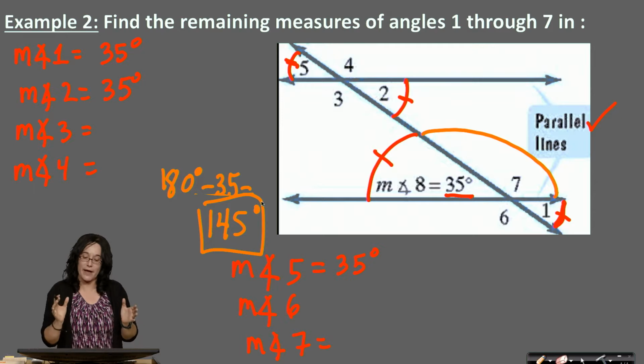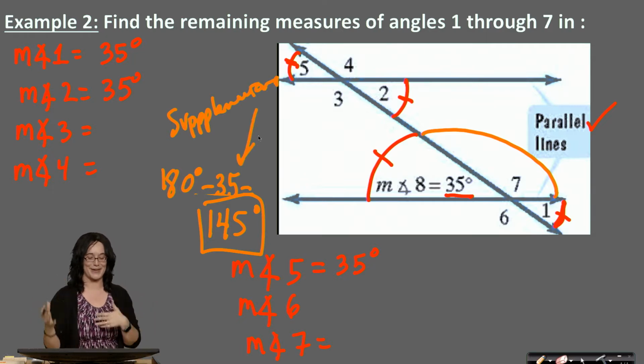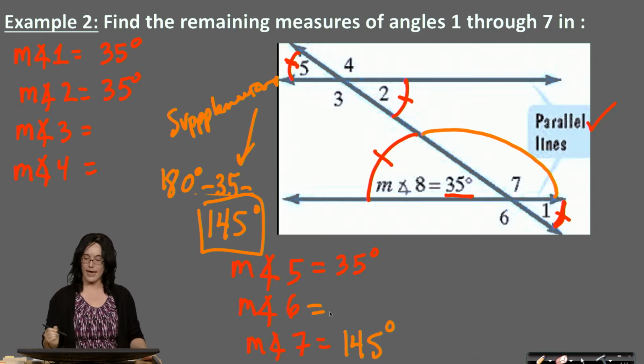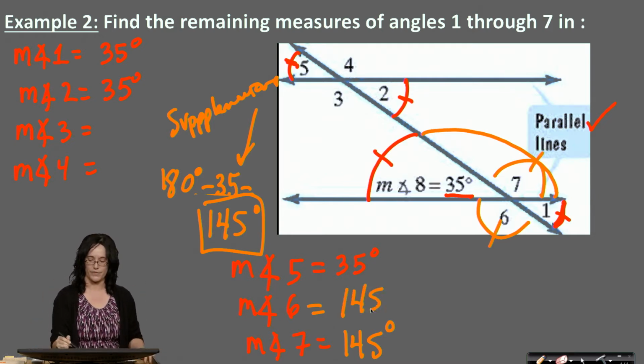Okay, so once you have found that number from basically understanding supplementary angles, you did basic subtraction, you get your number, make sure you do it right, unlike your professor. Once you get that right, you should be able to get the remaining ones. So that's 145. And then from there, angle 7 should be congruent to angle 6. Why is that? Vertical angles are congruent. Good job. So that should also be your 145.